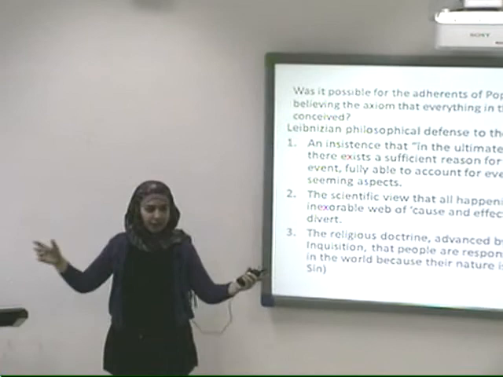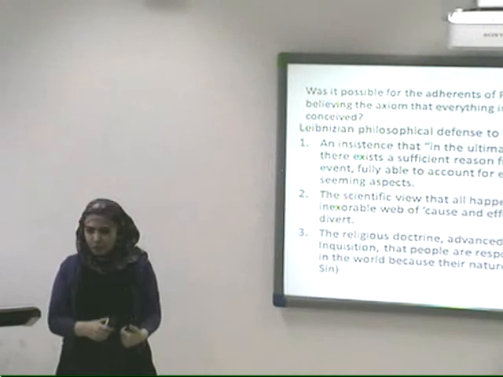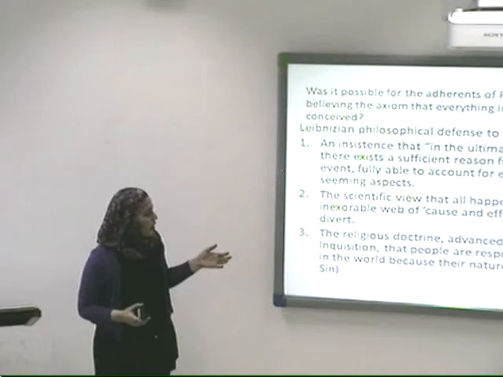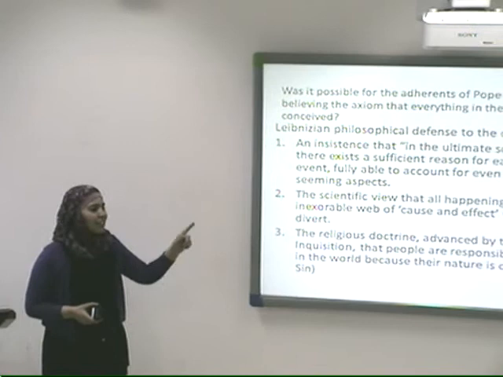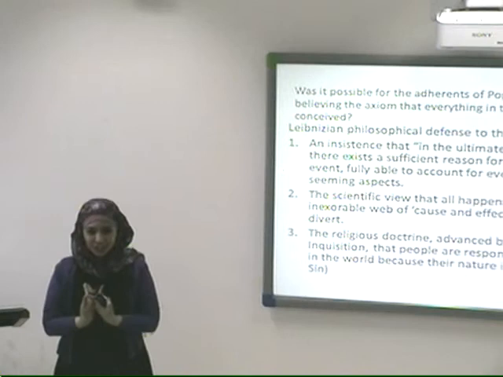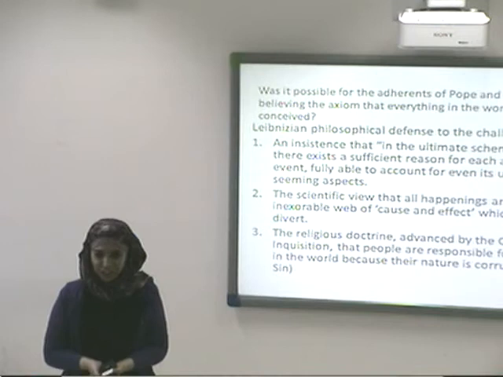And now, where does that rationalization come from? Actually, from the religious doctrine advanced by the Catholic Church, that people are responsible for the wrongs in the world because their nature is corrupt. The cause is that human nature is corrupted, and the effect is suffering. So that's a sufficient reason for why suffering takes place in the world.